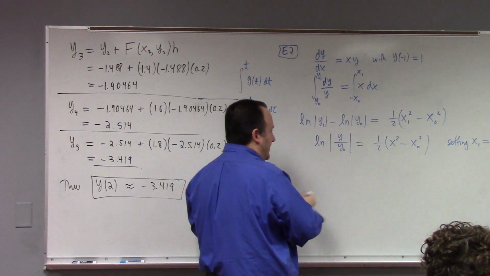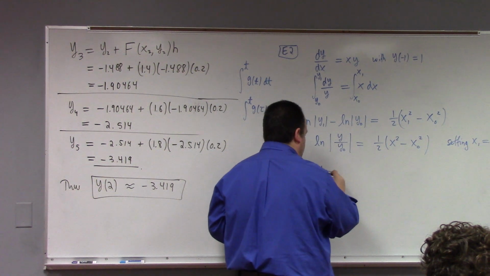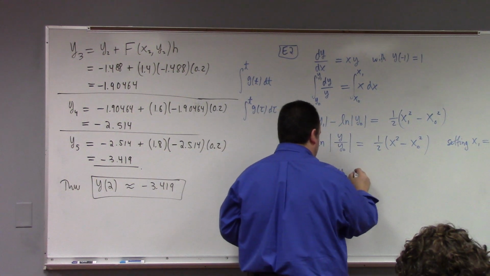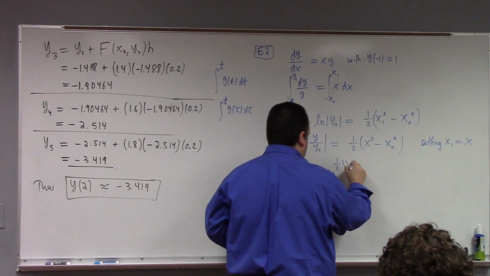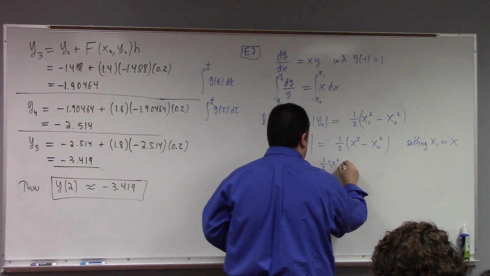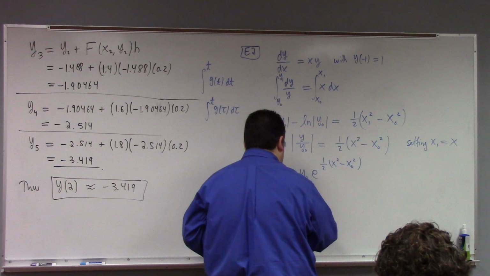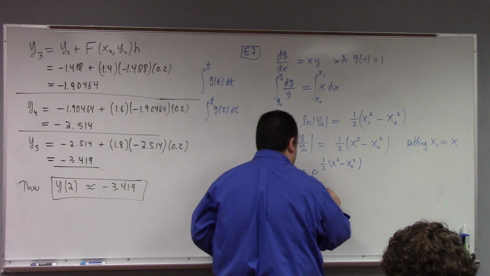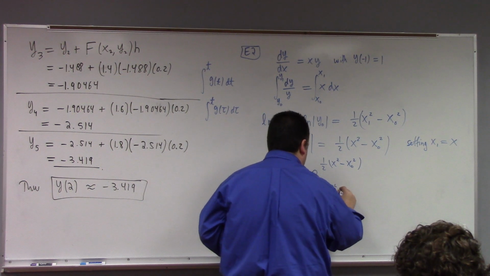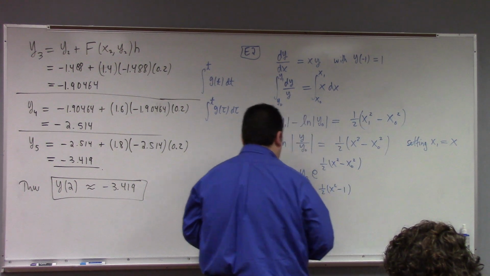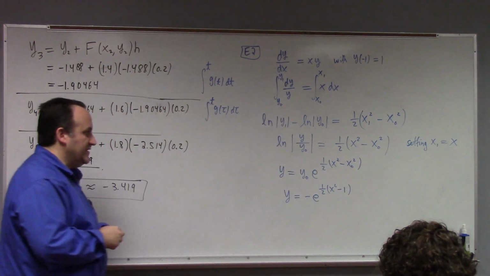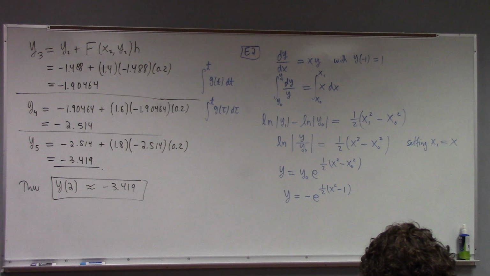Now we can solve for y. What do we got? y is equal to y naught times e to the 1/2 times x squared minus x naught squared, which in our case is y is equal to minus e to the 1/2 times x squared minus 1. So there is the explicit solution to the initial value problem.